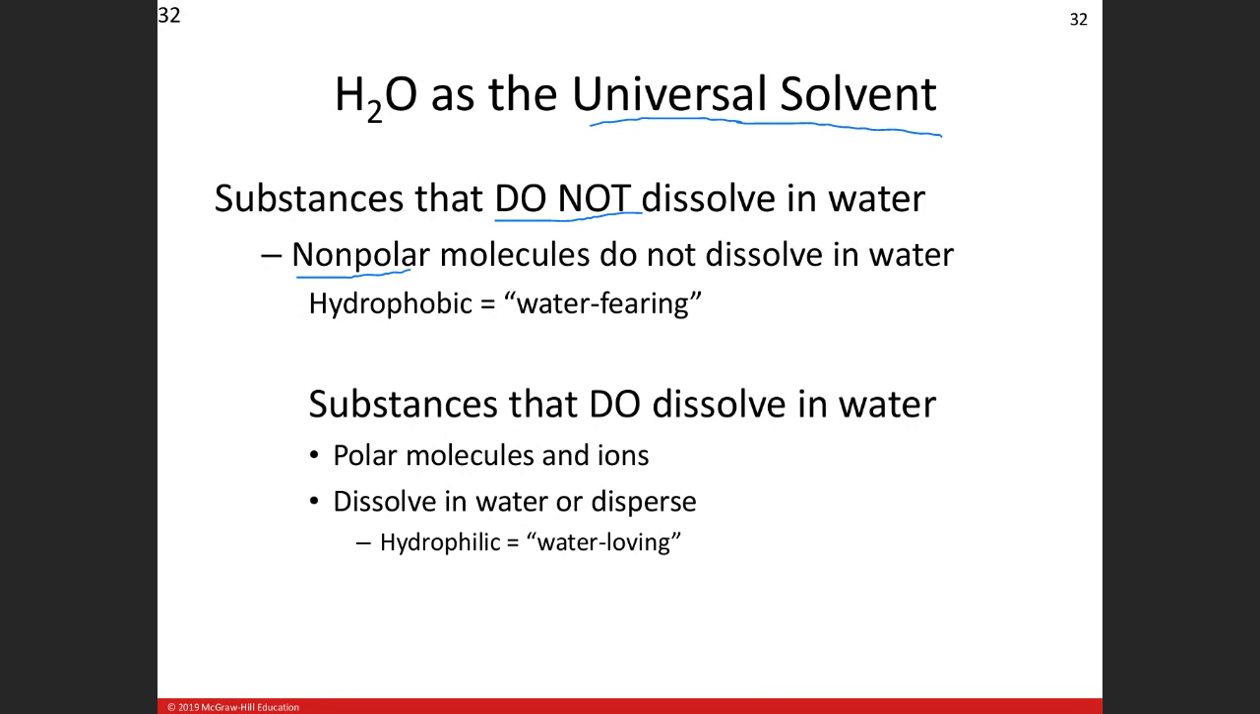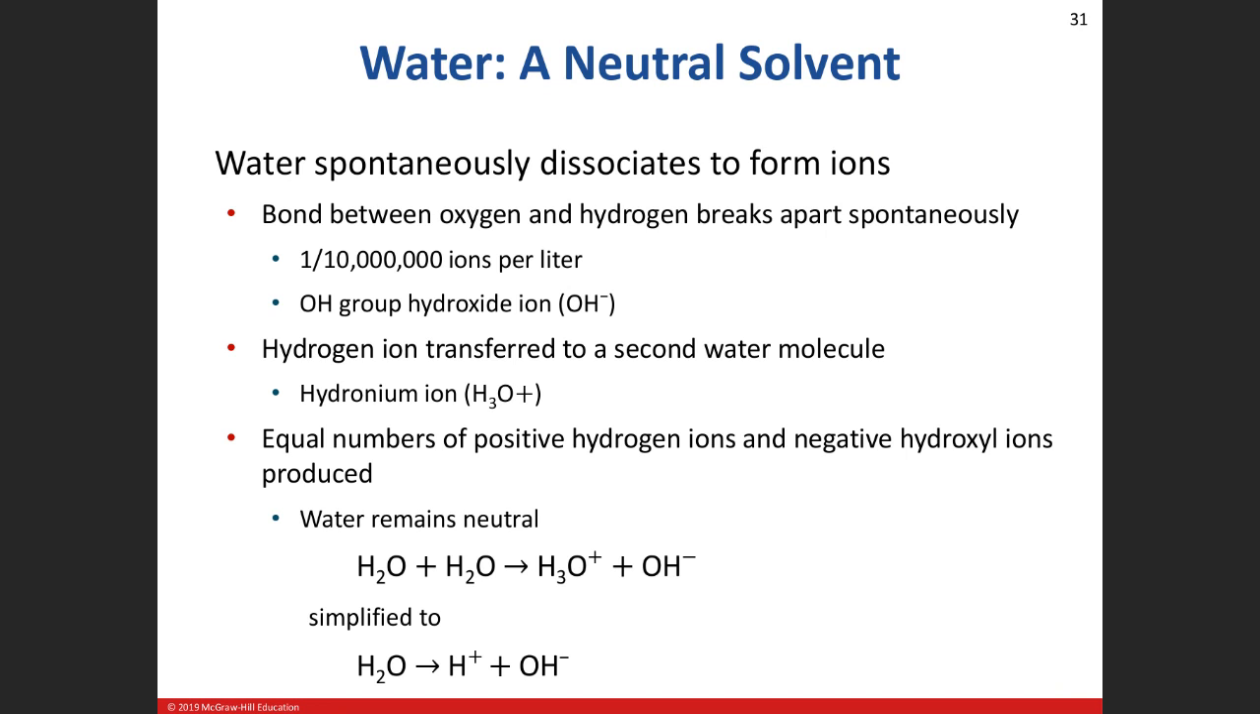Now, substances that do dissolve in water, this is important, are going to be polar molecules. We refer to those as water-loving or hydrophilic. Hydro, again, being water, philic being loving. So those are hydrophilic, and they will dissolve into water or disperse in water. Polar molecules fall into that, and ions fall into that too. You know an ion is a charged element, because it has lost or gained electrons. So just refresh that.